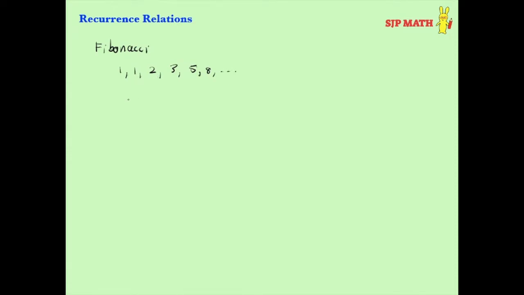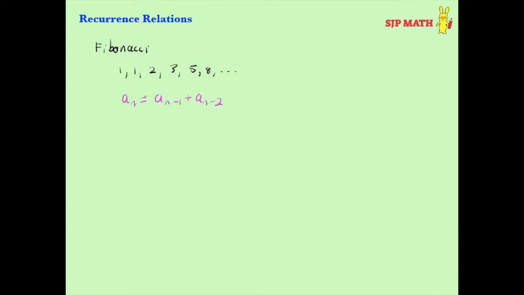So we say that a_n is equal to the sum of its two previous terms, a_(n-1) plus a_(n-2). So that's how we're going to describe this recurrence relation.